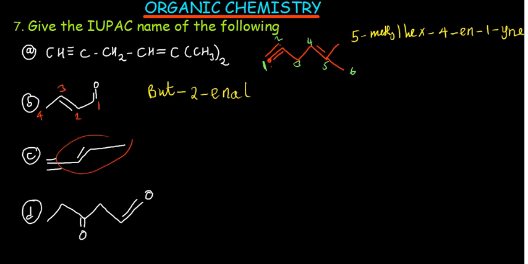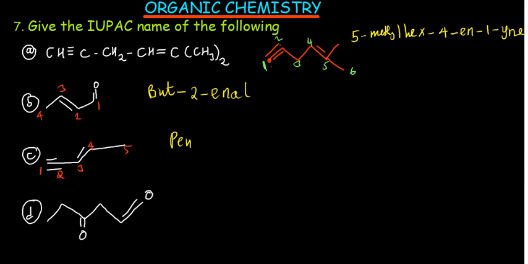Now we have got another compound here. What are the functional groups? We have got a triple bond and a double bond. We start in the direction that gives lower number either to the double bond or a triple bond. So this will be position number 1, number 2, number 3, number 4, and number 5. So therefore this is going to be pent.